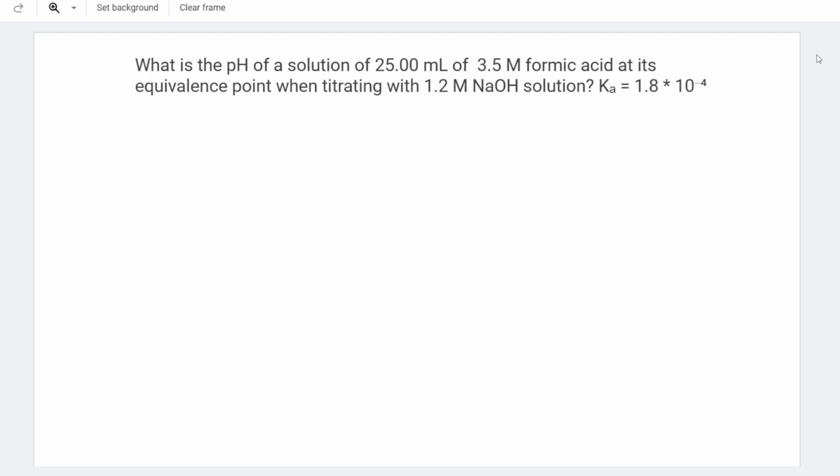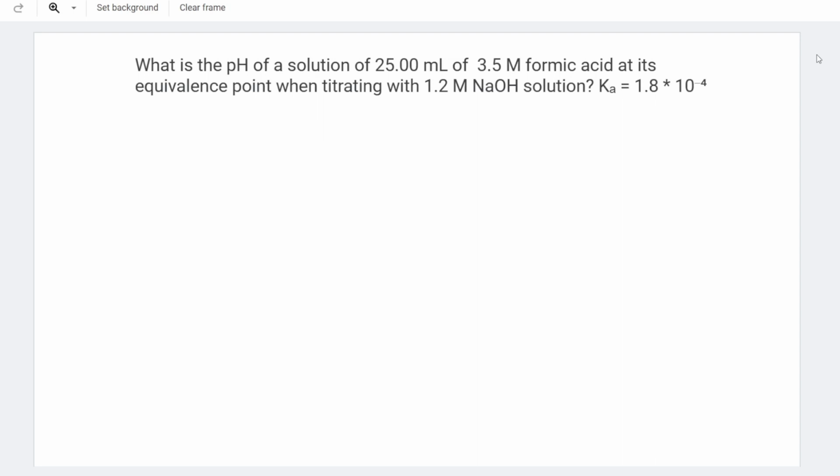So let's look at the problem. What is the pH of a solution of 25.00 milliliters of 3.5 molarity formic acid at its equivalence point when titrating with 1.2 molarity sodium hydroxide solution? And the Ka equals 1.8 times 10 to the negative 4.